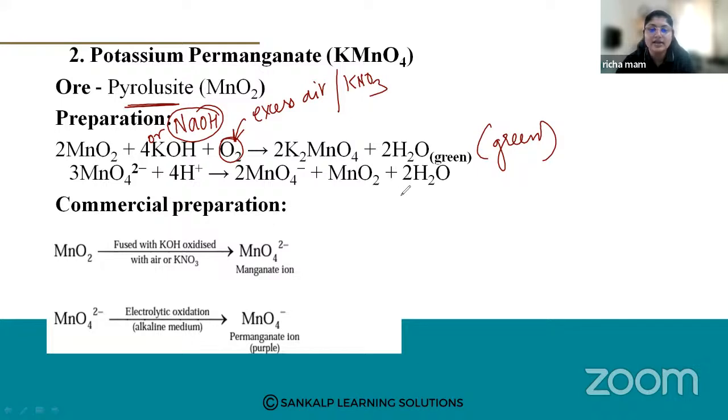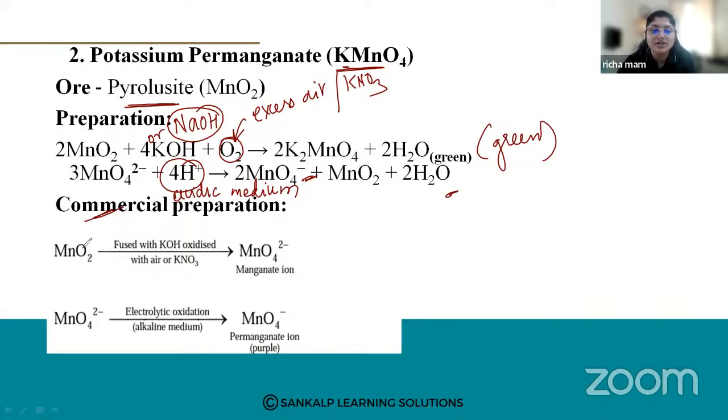Now this K2MnO4 will undergo disproportionation. Disproportionation means it will get split into different products in the acidic medium. So we apply acidic medium, and we get potassium permanganate, MnO2, and water. So these are the reactions of pyrolusite, that is, the reactions for KMnO4.